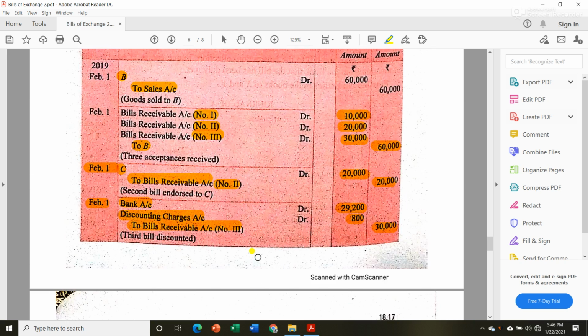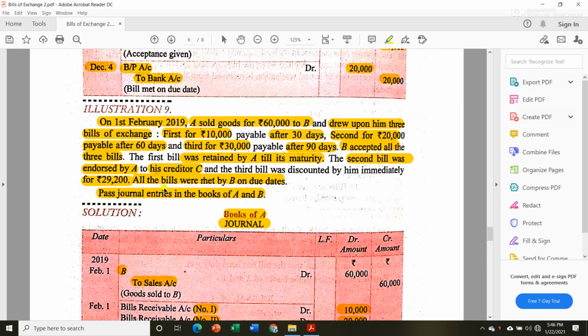Remember that. Then next, they said that all the bills were met by B on due dates. Now we have to see what the due dates are. First, now remember one thing, the third bill case is over. We don't have to worry about the third bill anymore in case of A. So first let us start with bill number 1. Bill number 1 was worth rupees 10,000 and its maturity period was 30 days.